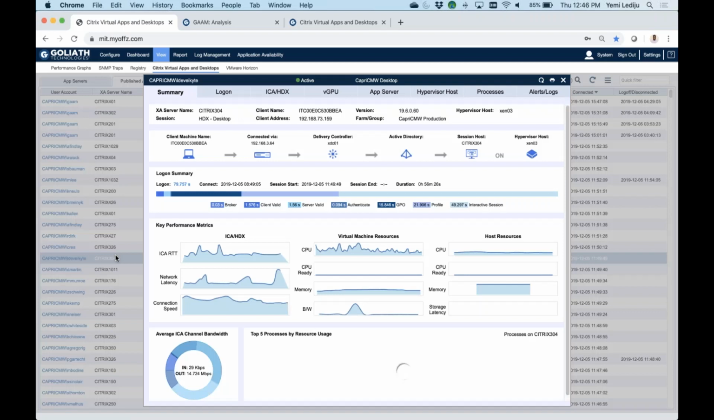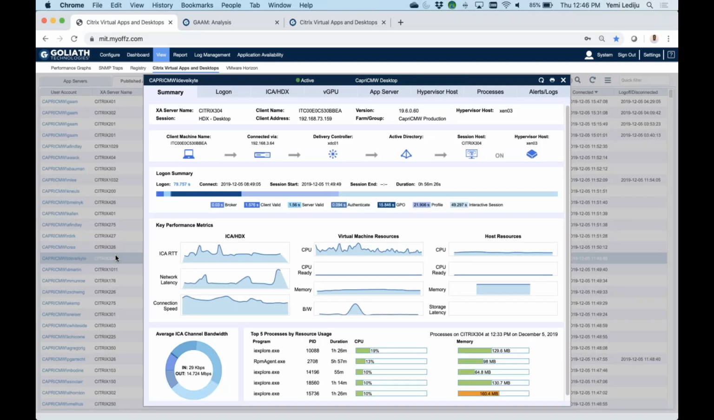So what they did was they clicked on this particular user session. Now what they get is a pop-up of 8 tabs showing them all the information they need to troubleshoot this particular user's session really, really quickly, starting off with this first tab that you see here, which is the Summary tab.